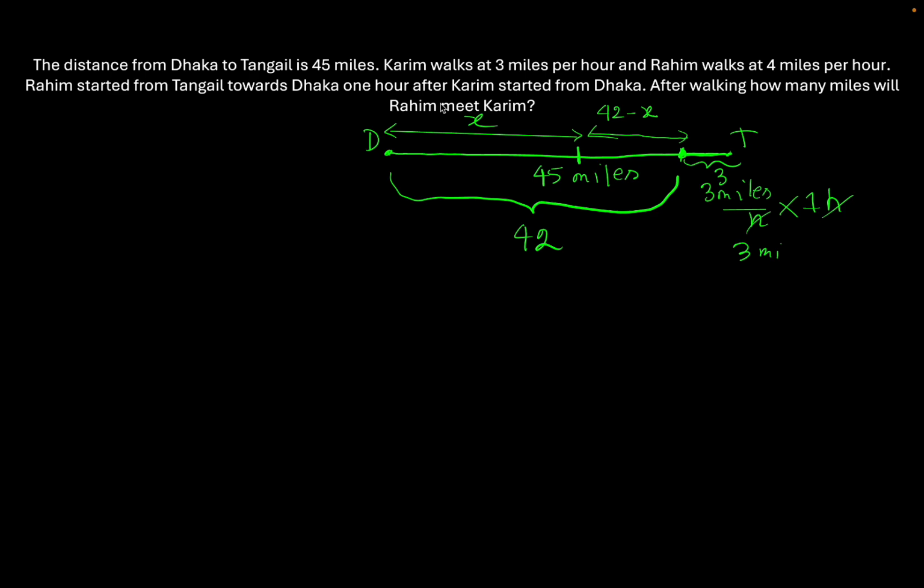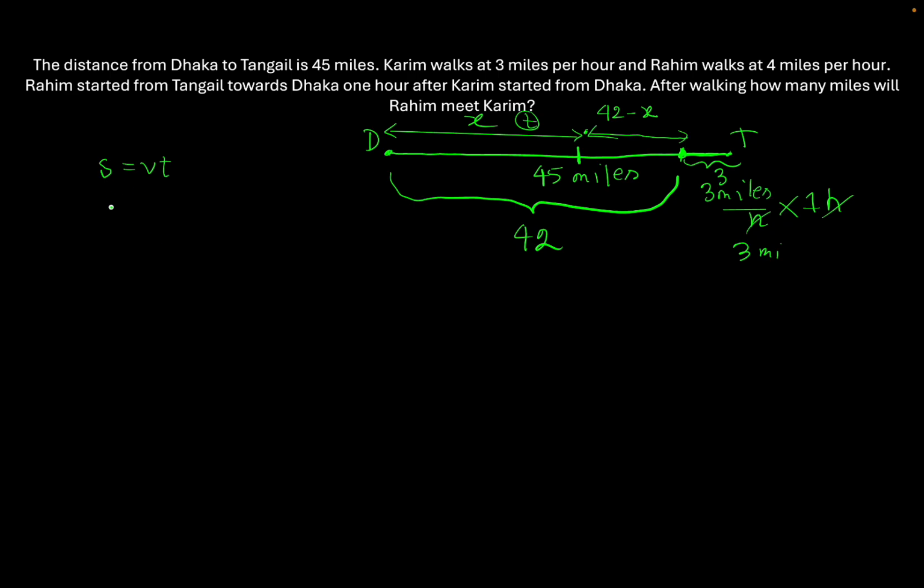Now the velocity of Karim is 3 miles per hour, and we know the equation is s equal to vt. Here we don't know the s, but we assume this as x, and we know the v because both of the v's are given. We also don't know the t, but what we know is that when they meet, the time for them will be the same. So for Rahim, when he crosses this distance, if the time is t, the same time is needed for Karim also to come from here to here.